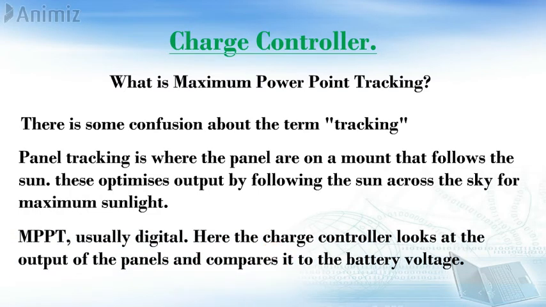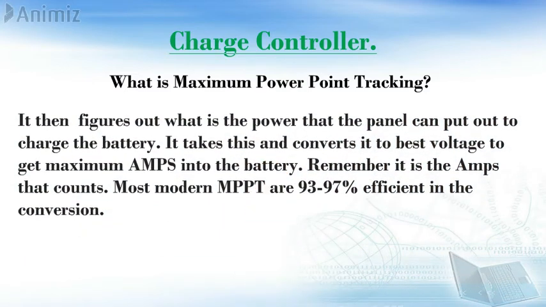But an MPPT charge controller compares the output from the panel to battery voltage. It then figures what is the power that the panel can put out to charge the battery. It takes this and converts it to best voltage to get maximum current into the battery. It is the current that counts when charging batteries.